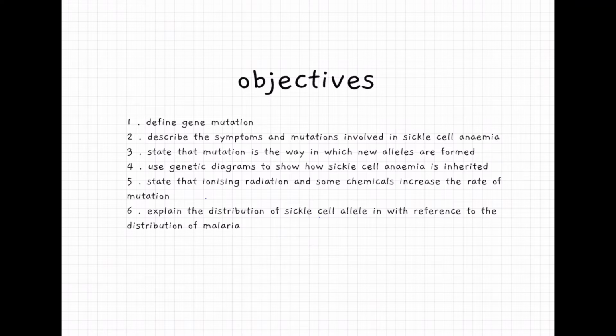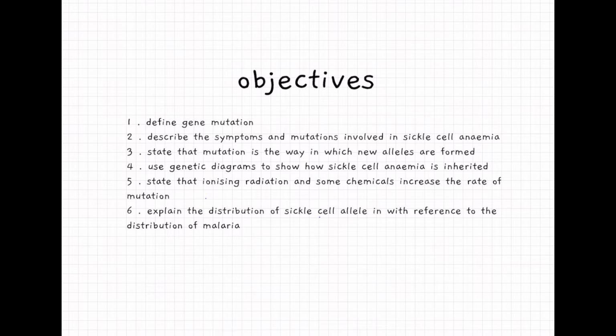Objectives. Number 1, define gene mutation. Number 2, describe the symptoms and mutations involved in sickle cell anemia. 3, state that mutation is the way in which new alleles are formed. 4, use genetic diagrams to show how sickle cell anemia is inherited.